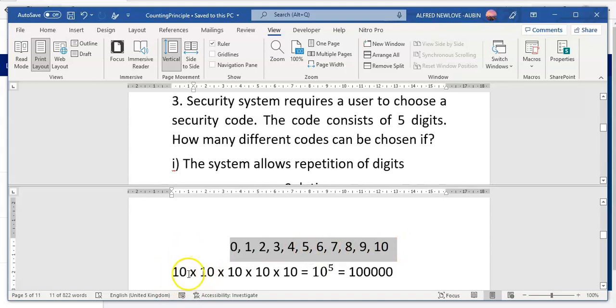Then the second space, and in probability and counting principle, is times. The second space can also take any of the 10 digits. It can be the first or the second or the third or fourth, etc. Why? The question says the system allows repetition of digits. Okay, so it's going to be like that, and we are going to have 10 to the power 5.